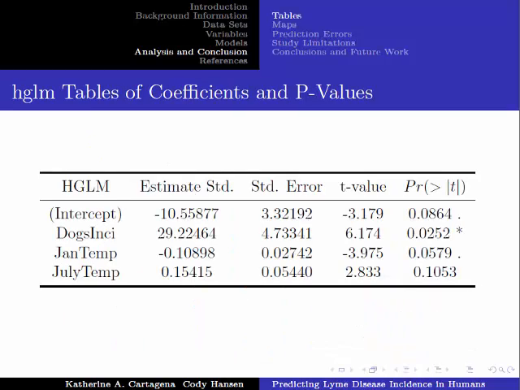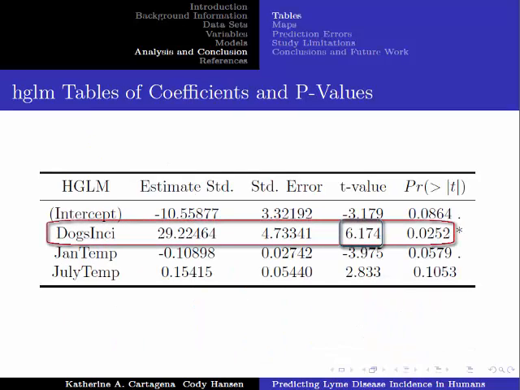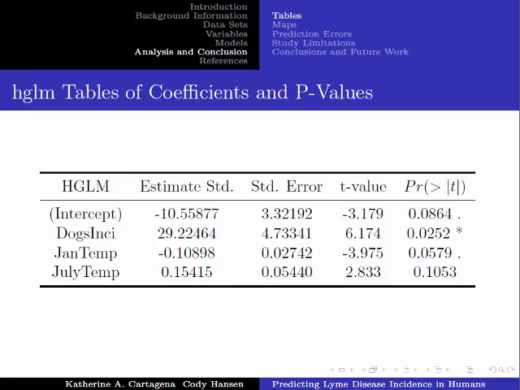Here is the HGLM table of coefficients and p-values. Dog incidence is still the most significant predictor variable. However, only dog incidence, January temperature, and July temperature are significant at an alpha of 0.1.